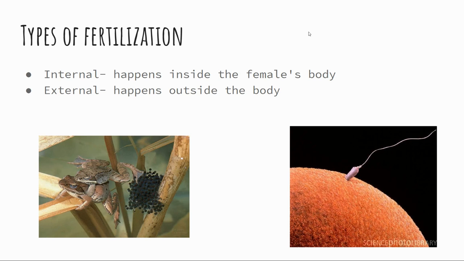External fertilization happens when the sperm cells fertilize the egg cells both outside of the organism's body. Internal fertilization is when sperm is directly deposited inside the female, and this happens inside the female's body.